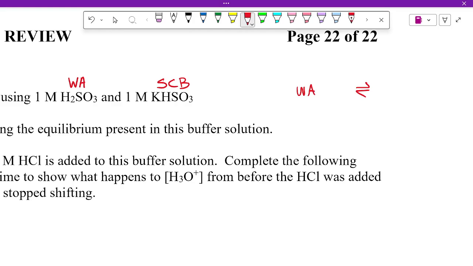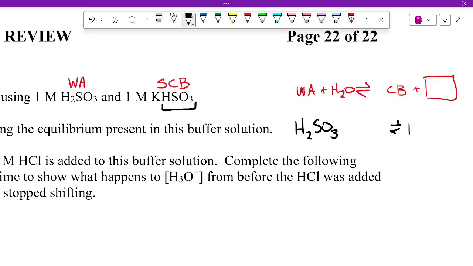You're going to put the conjugate base on the other side, and you're going to put water here, and then you're going to put whatever you end up with there, which should, I think, be H3O plus. So we're going to have H2SO3 on one side and HSO3 on the other side. Remember, you get rid of the spectator.